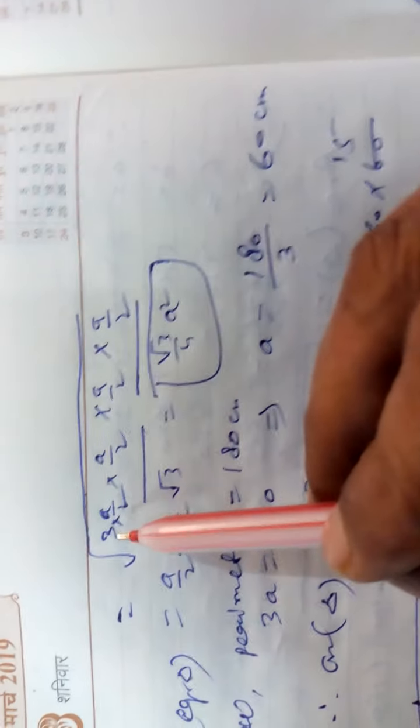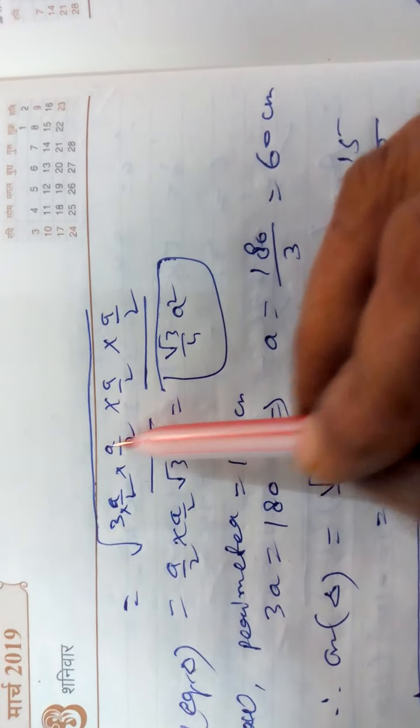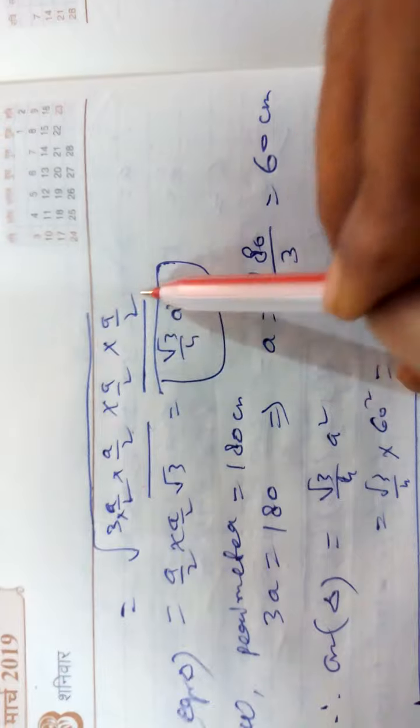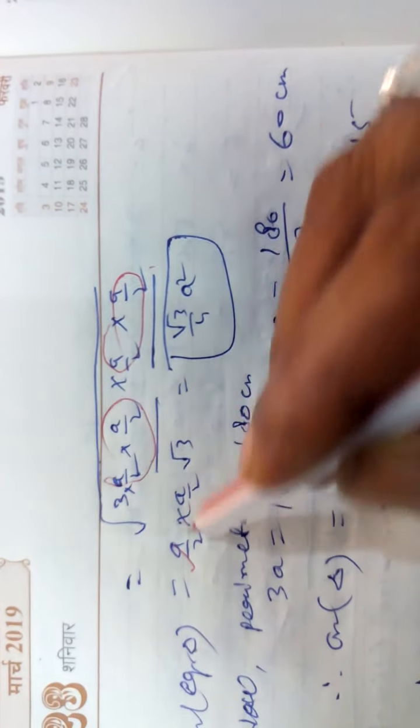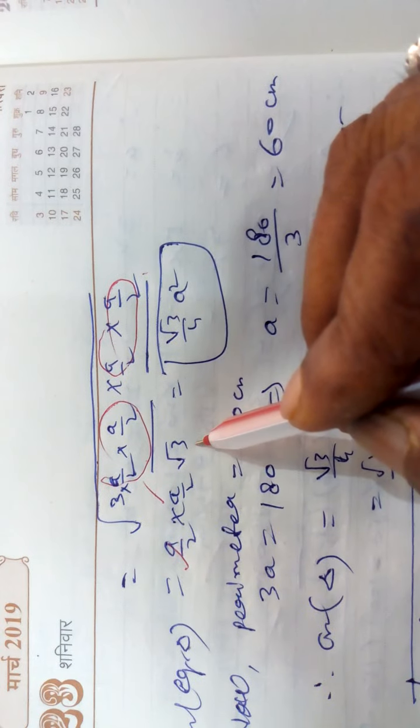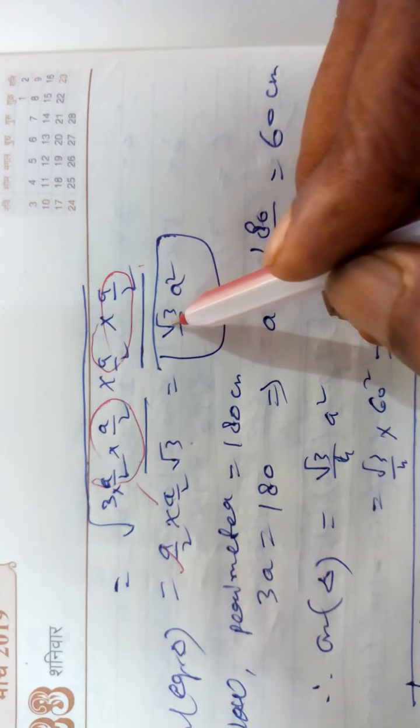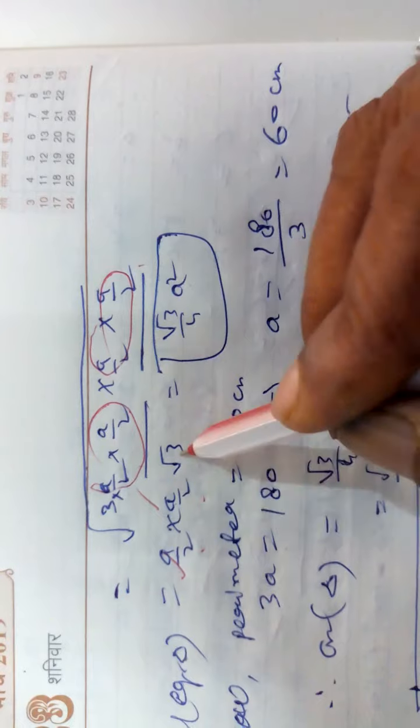3A by 2, you can write 3 into A by 2. A minus A by 2 gives A by 2, one pair giving you A by 2 out, another pair giving you A by 2. What is left? Root 3. So A into A, A square, and 2 into 2 is 4: root 3 by 4 A square. I have told you in the beginning, this is the area of an equilateral triangle.